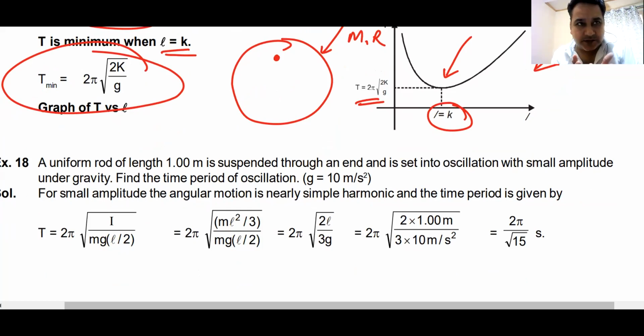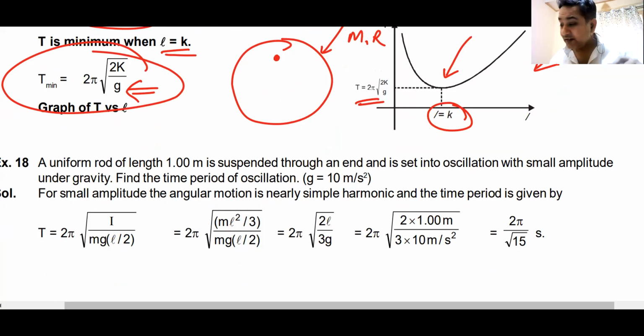Such a question has never come. It can come. This compound pendulum could be in an accelerated frame of reference. What difference does it make? Does the length change? No. Does the K change? No. What will change? This g becomes your g effective. You just replace g by g effective, and you are done with a new question.